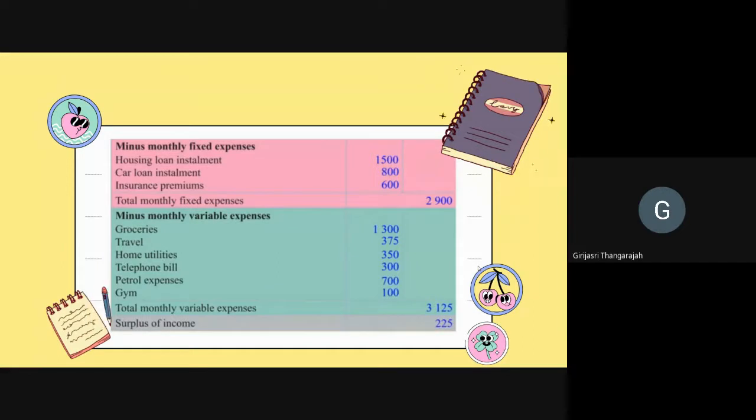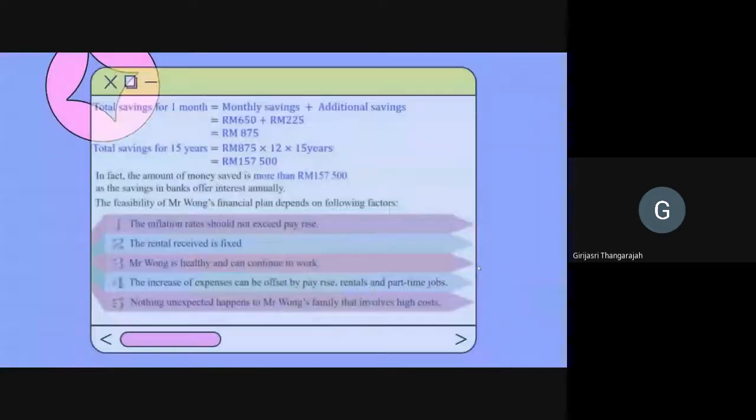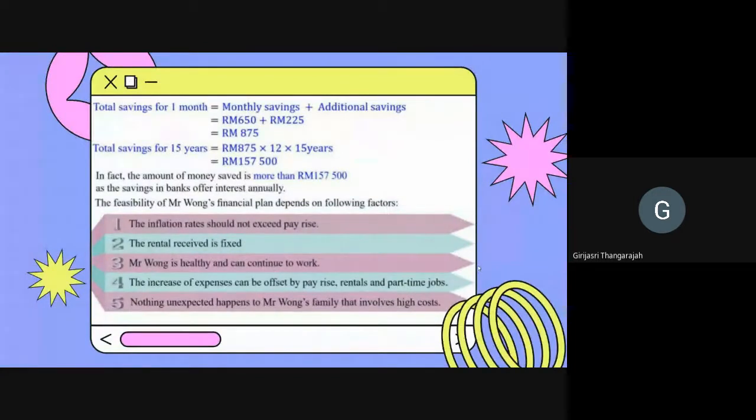Okay, now let's look into Mr. Wong's new financial plan. You can refer to page 288 in the textbook. Next. The first calculation that we are going to look at is the total savings by Mr. Wong for 1 month.